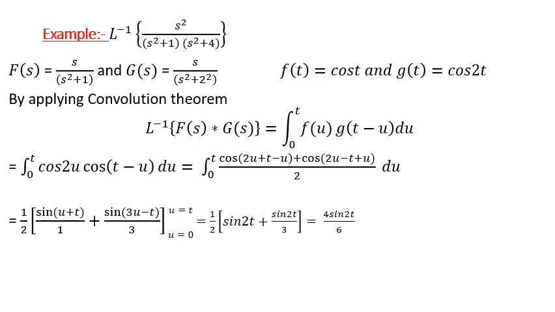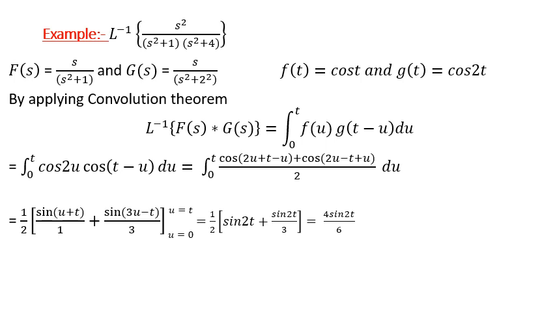The last example: L inverse of s square by (s square plus 1) into (s square plus 4). Now we are going to rewrite that as two standard forms, s by (s square plus 1) and s by (s square plus 2 square). So I'm choosing F(s) as s by (s square plus 1) and G(s) as s by (s square plus 2 square). Now the inverses of those are cos t and cos 2t. Now we're going to apply the convolution theorem. Write the formula: L inverse of F(s) into G(s) is the integral from 0 to t of f(u) g(t minus u) du.